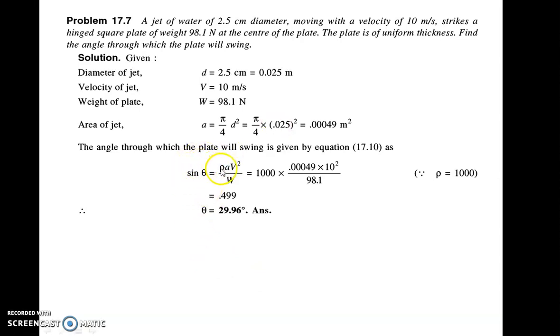So you know rho, you know a, which is indirectly pi by 4 d square. Diameter is given as 0.025 meter. You know the velocity, it is given as 10 meter per second. So you can calculate rho a v square upon W. W is given as 98.1 Newton. So once you know all these values, you can easily calculate theta, which comes as 29.96 degrees. Okay, so let us see another case also.